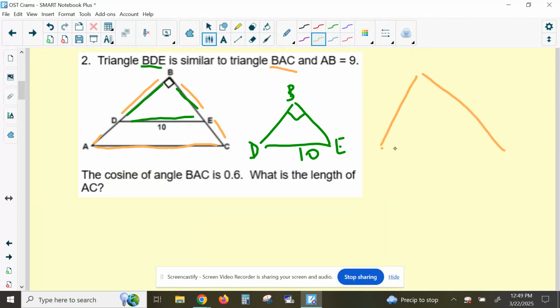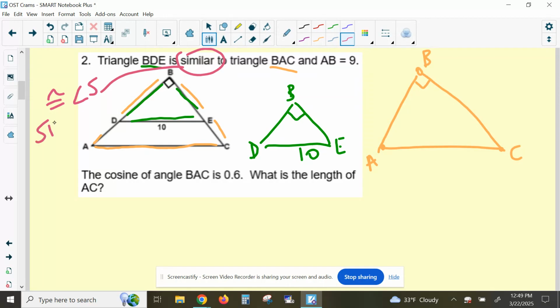What does similar mean? Similar means that, let's see, this is A down here, and B up here, and C over here. Now remember, similar means that the angles are congruent, and the sides are proportional. And that means we can make some proportions. Remember, fractions that matchy-match.